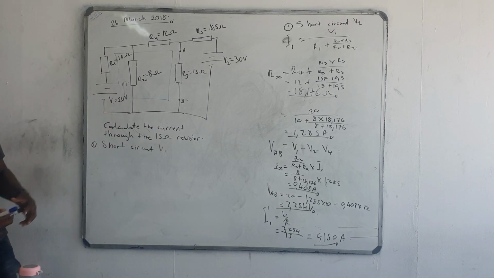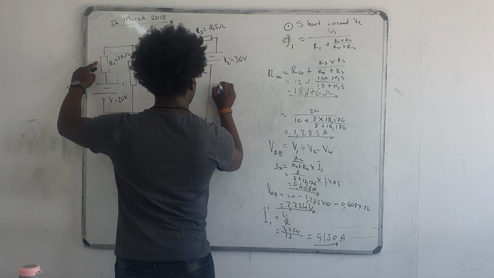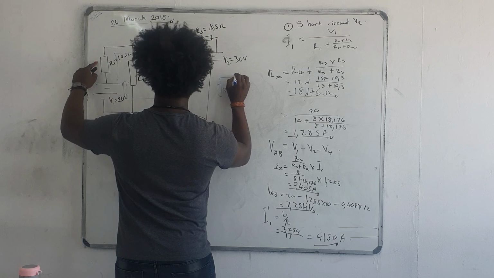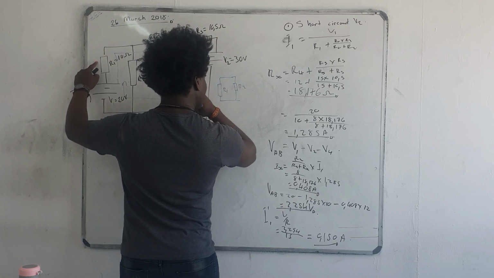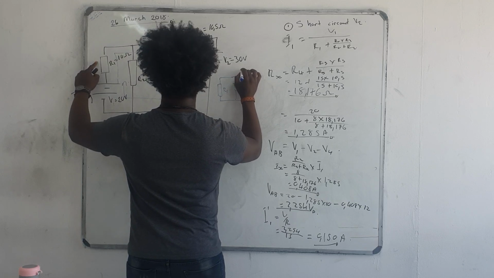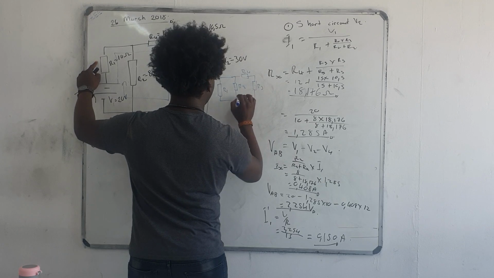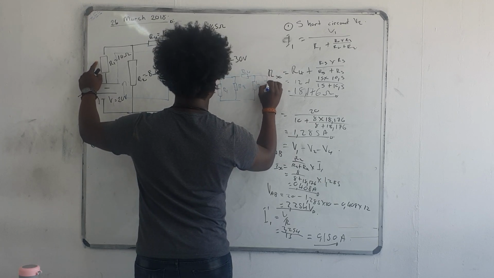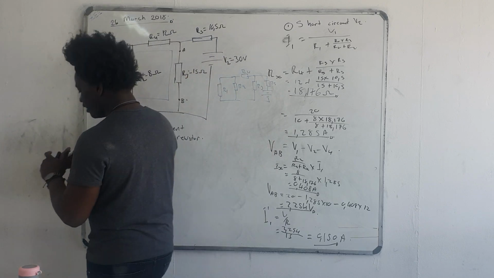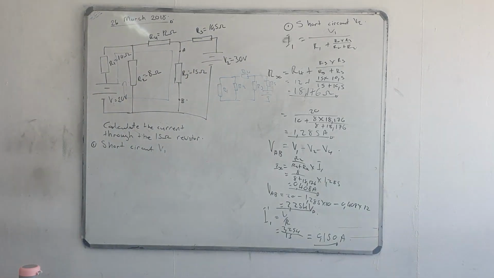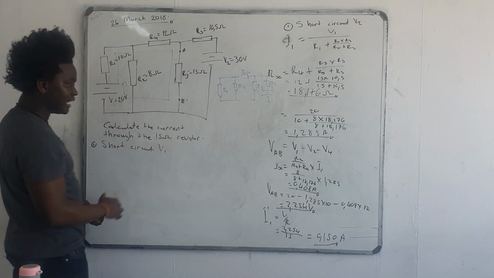Short circuiting V1, our circuit now is going to look like this, with R1 here, and then R2 there, and then you've got R4 there, then R3 there, and then, that's a lot of resistors, R5 here, together with its power source. This is the new circuit that we now have. V1 is no longer there.